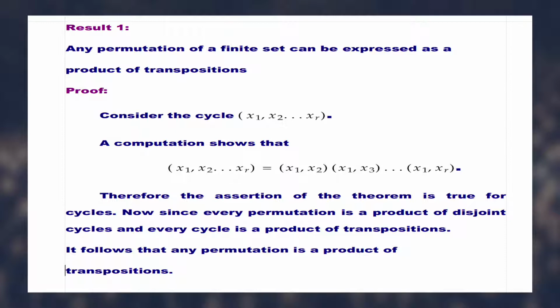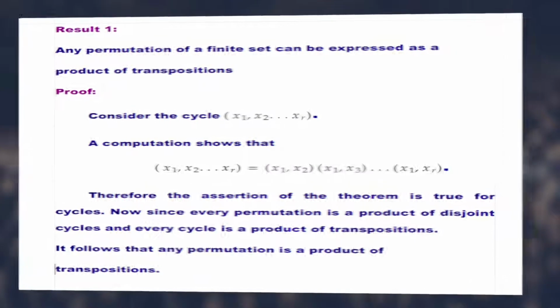Let us prove this. Consider the cycle (x1, x2, and so on, xr). A computation shows that (x1, x2, and so on, xr) is equal to (x1, x2)(x1, x3) and so on (x1, xr). Therefore, the assertion of the theorem is true for cycles. Now, since every permutation is a product of disjoint cycles and every cycle is a product of transpositions, it follows that any permutation is a product of transpositions.